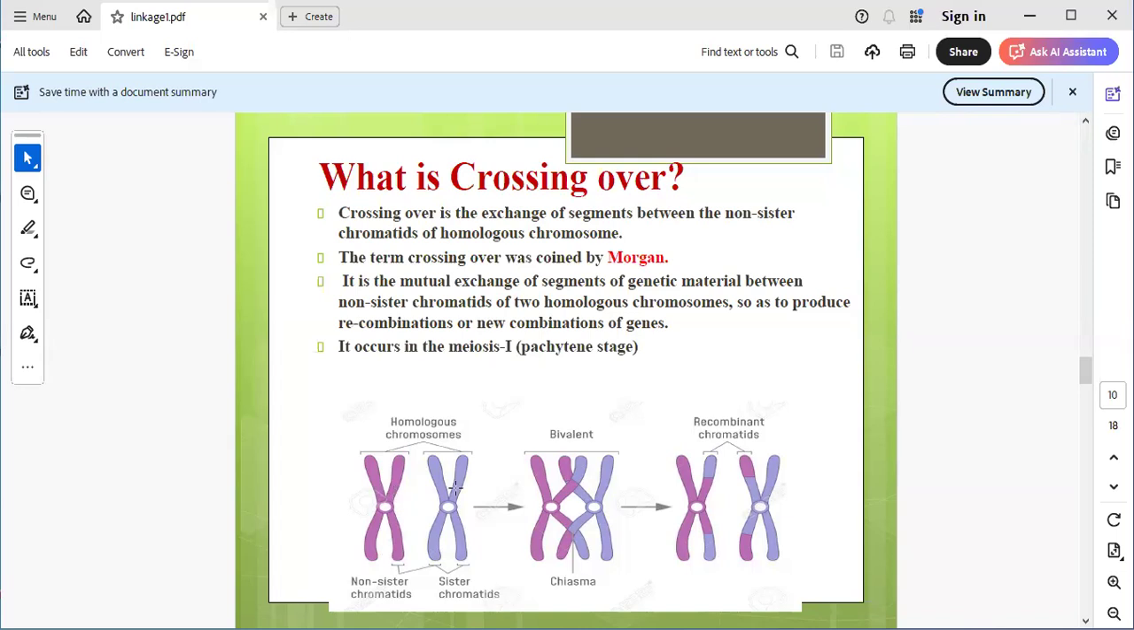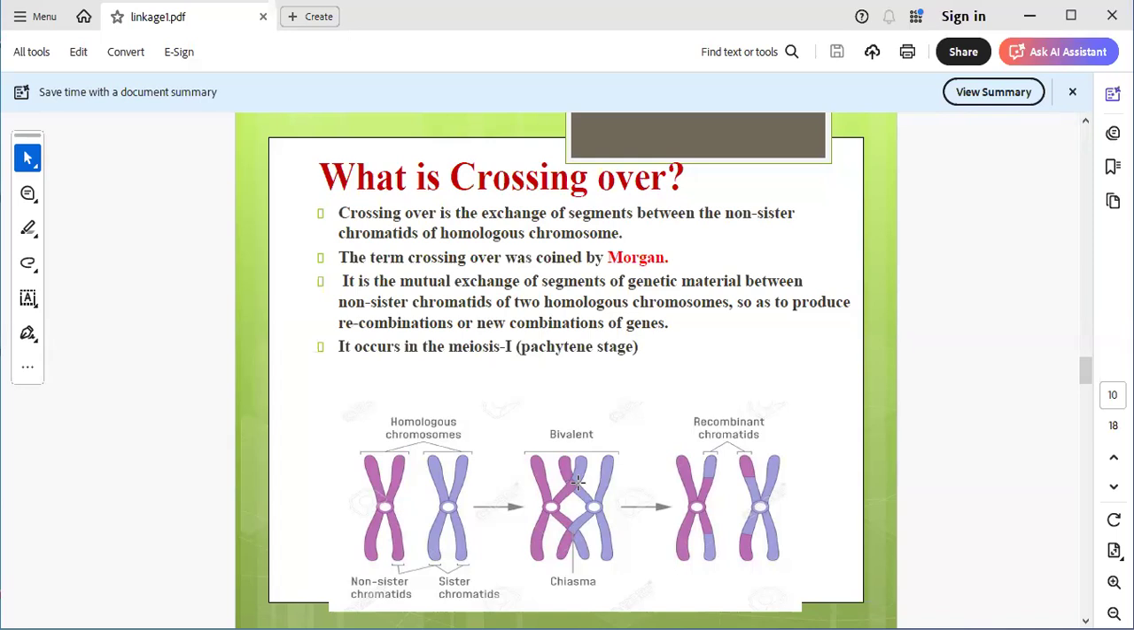So these are the two homologous chromosomes. When the two non-sister chromatids overlap and form an X-shaped structure, that is nothing but the chiasma. In the chiasma, the fragments of the non-sister chromatids break and exchange with each other and reunion takes place. That is nothing but crossing over.